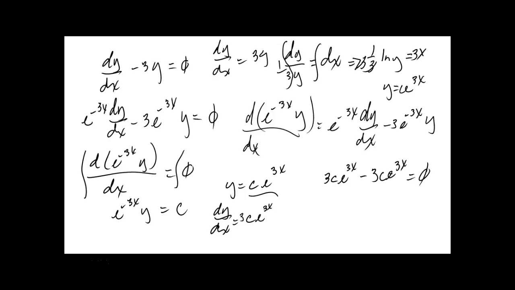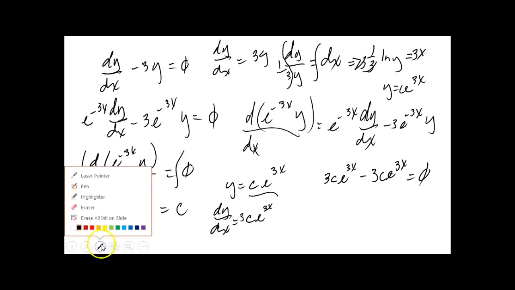Give you that. Okay, ready to do example 2? All right. dy dx minus 3y is equal to 6. That looks a lot like the last one, except now you have a constant there rather than 0.